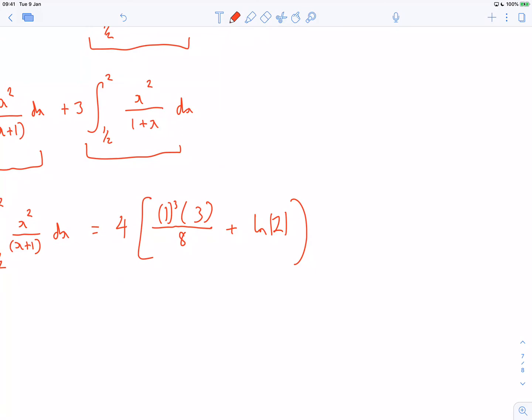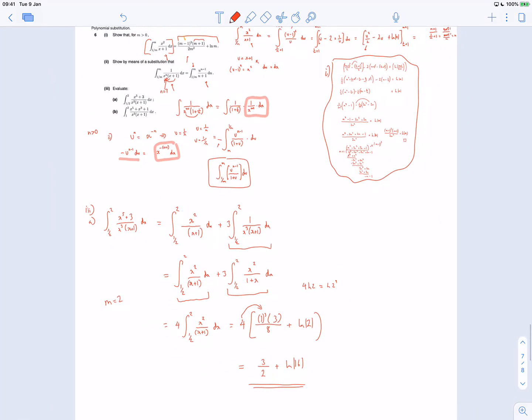This is quite easy to work out, because if I distribute the stuff in here, then 1 cubed times 3 is 3, over the 4 and 8 will cancel, so that'll just become a 2. And 4 lots of ln 2, well, 4 ln 2 is the same as ln 2 to the power 4, and 2 to the power 4 is 16. So the answer for the first integral was fairly easy. It was 3/2 of ln 16.